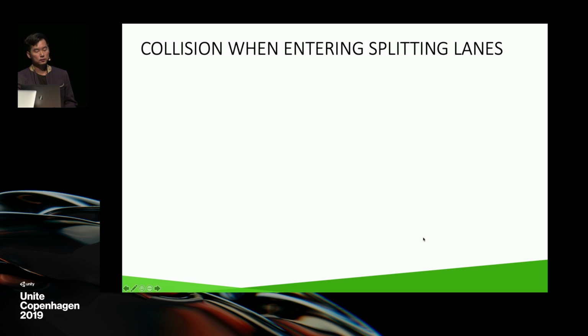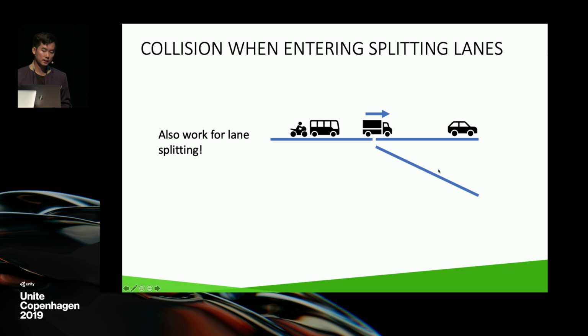So how do we prevent collision when a vehicle is entering splitting lanes? Basically, it's exactly the same. Because when the vehicle moves into one lane, it basically blocks the other lane. So there's no other vehicle that can enter the other lanes.